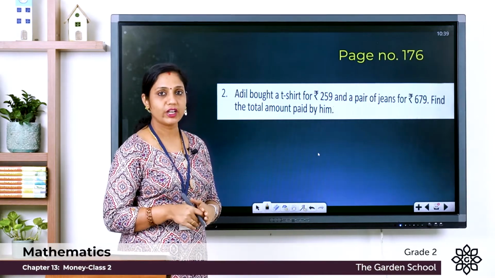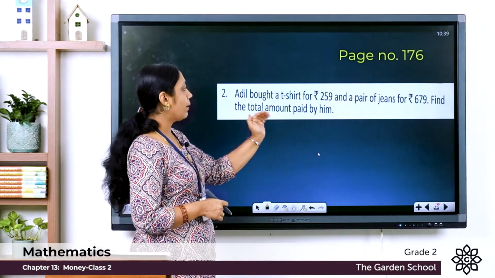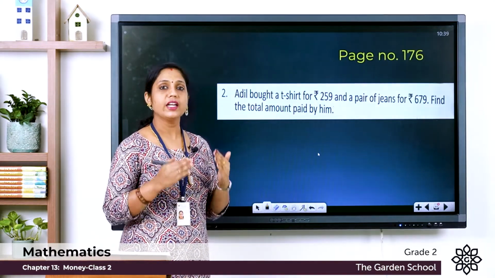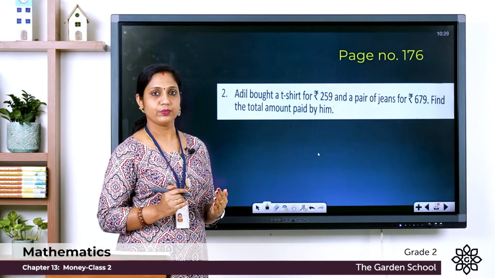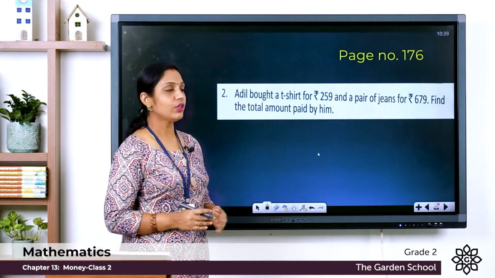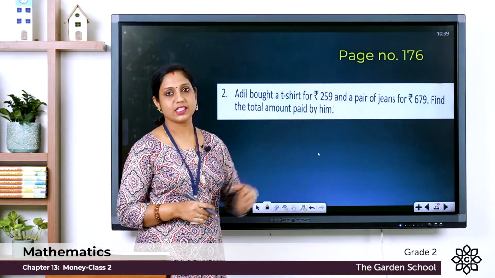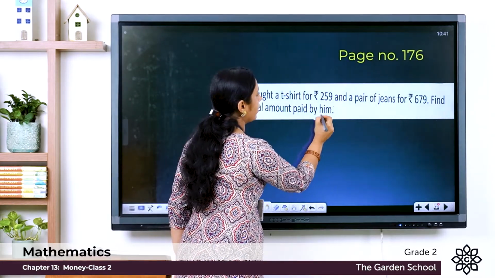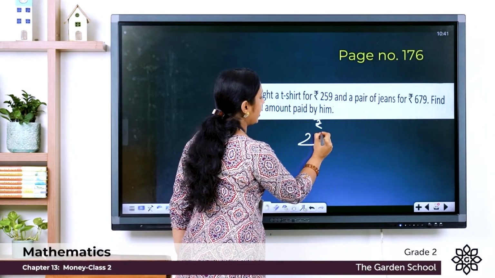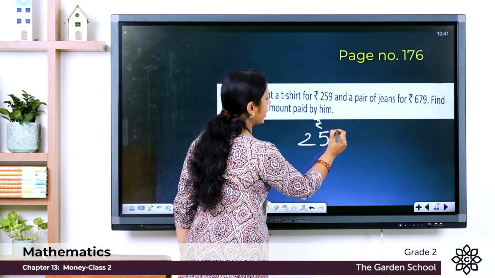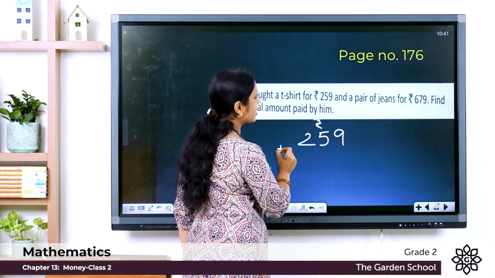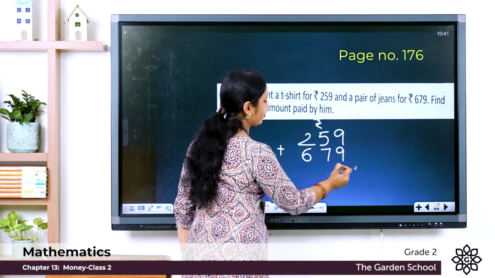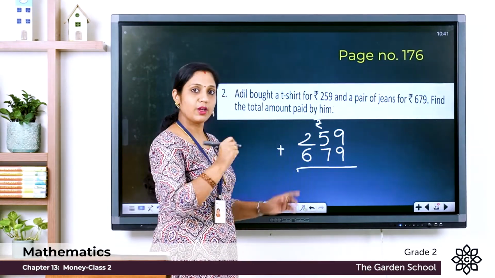Now what do we have to find out? Find the total amount paid by him. Now we have to find out how much amount Adil paid to the shopkeeper. So for doing that, what do we have to do? We have to add both these numbers. So let's add that. Rupees 259 plus 679. Now we'll start adding from the ones place.